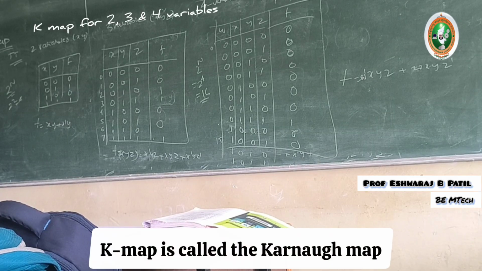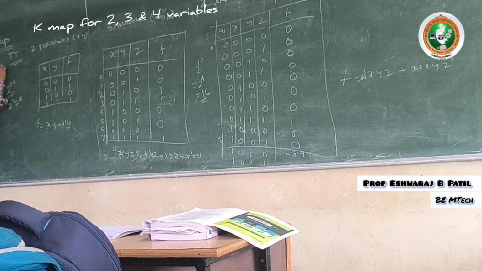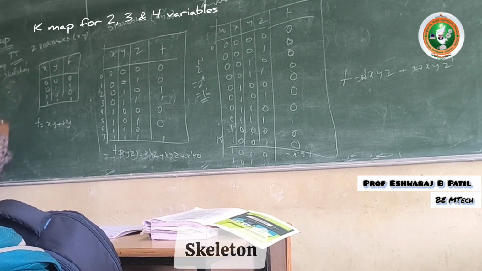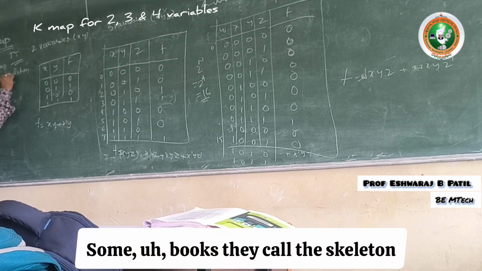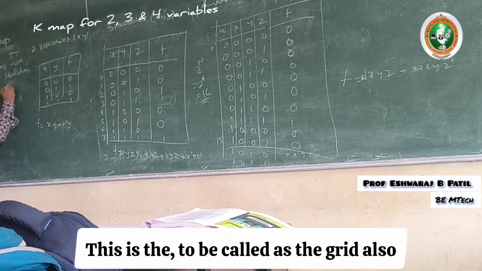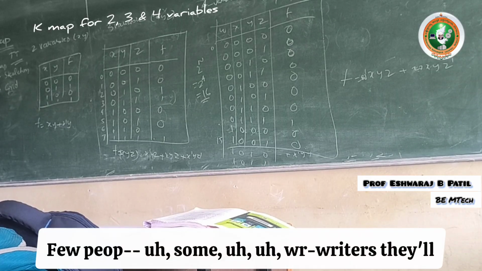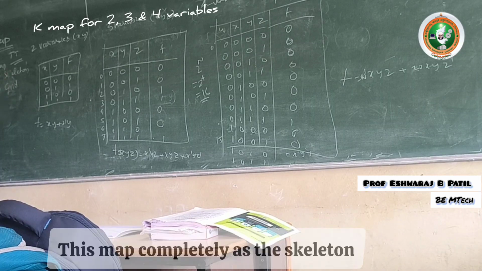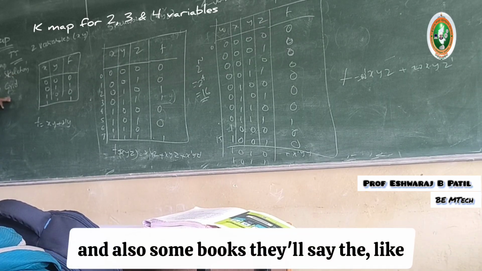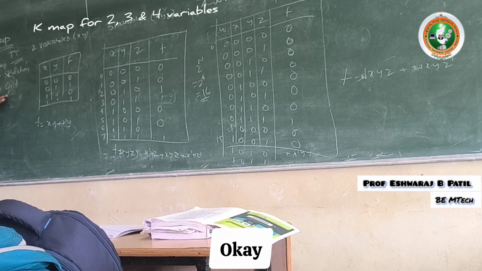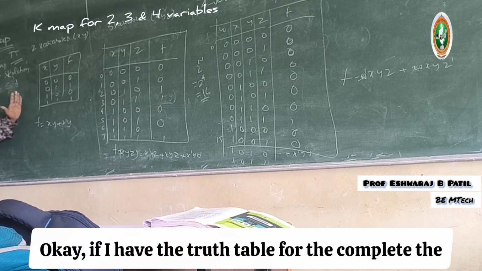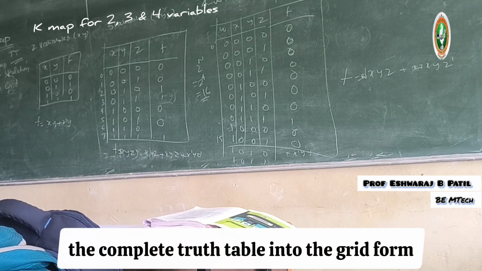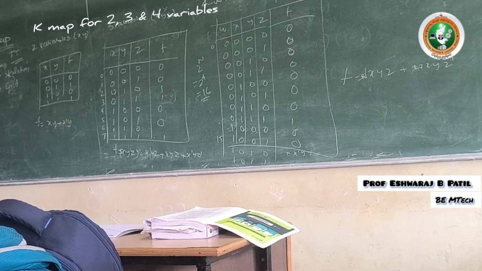K-map is called the Karnaugh map. The map is also sometimes called the skeleton. Some books call it the skeleton, and it is also called the grid. Some writers say this map is completely the skeleton, and some books sometimes say the grid. K-map is only transferring the given truth table into the grid form.